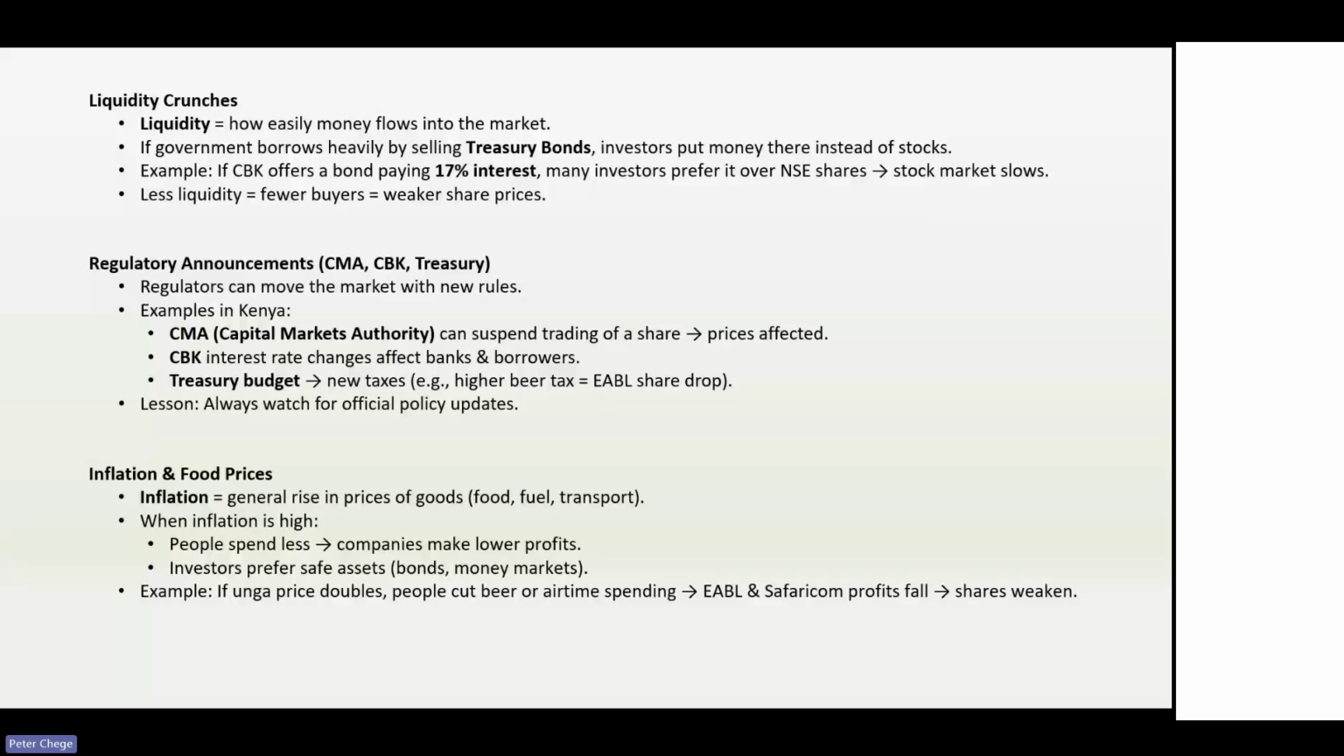Then there is liquidity crunches. Liquidity is how easily money flows in the market. You have heard stocks are liquid, but money market is more liquid than stocks. Pension savings plans, they are not liquid. What does that mean? It's how easily you can get your money from those products. High liquidity means you can get your money easily.